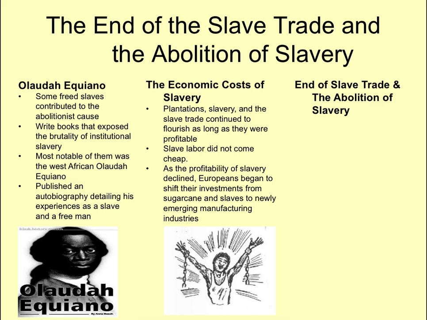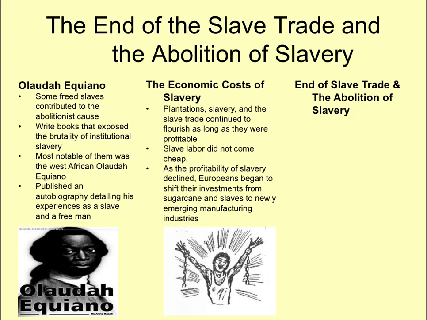As the profitability of slavery declined, Europeans began to shift their investments from sugarcane and slaves to newly emerging manufacturing industries, meaning that once they were like, you know what? Sugar's not making any money. People aren't buying so much sugar anymore. I don't know why we have all these slaves. We need to move to something else that's going to make us money. And for European countries, that was something that happened right away, them shifting to the Industrial Revolution and finding industry as that new source of profit.